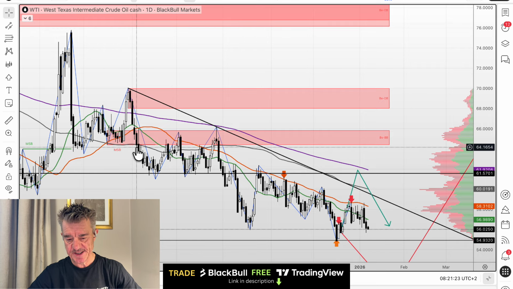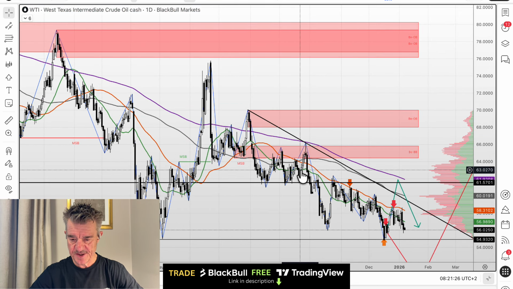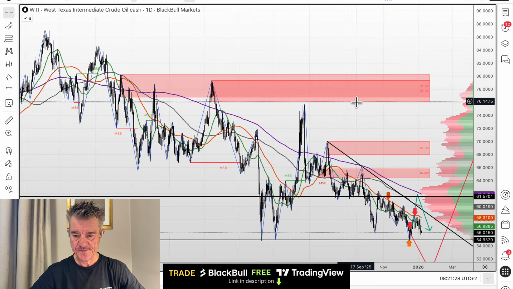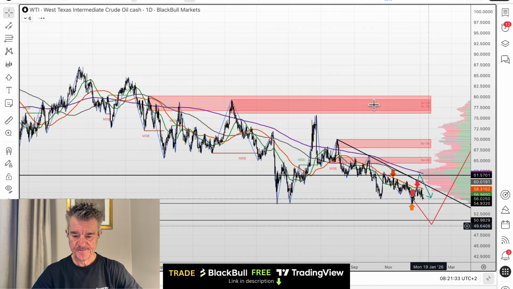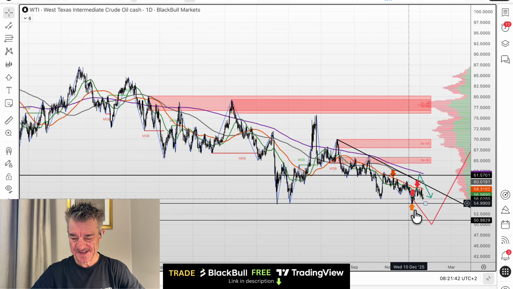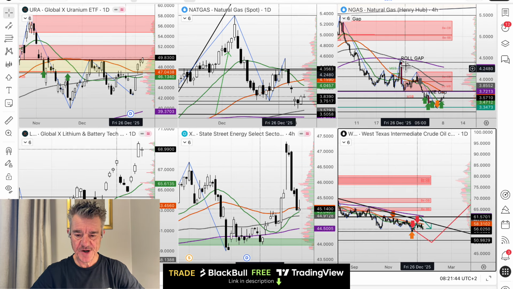Let's go to the day chart. This is the day chart. And then a breakthrough there, I think we could eventually get. It's going to get messier and messier and choppier, but a breakthrough there could take us down to 50, probably 48. And then I think we'll probably return all the way back into the 60s after that. So that's oil and natural gas.